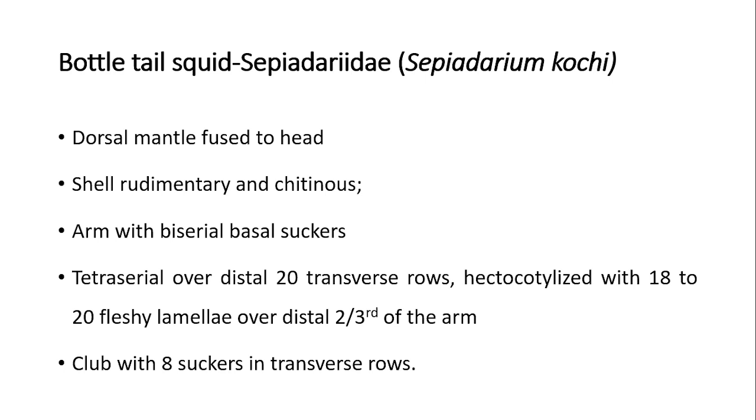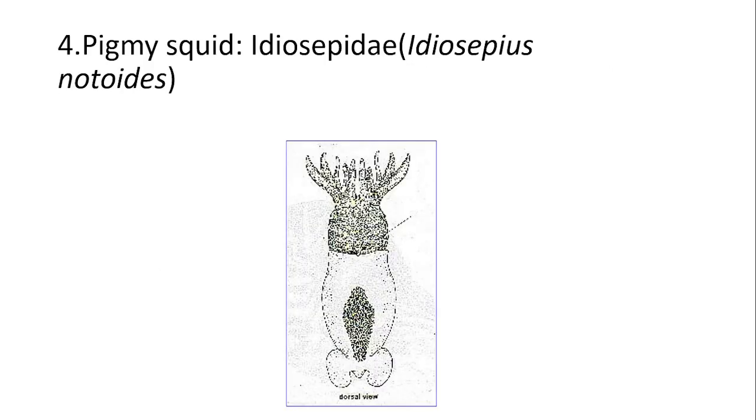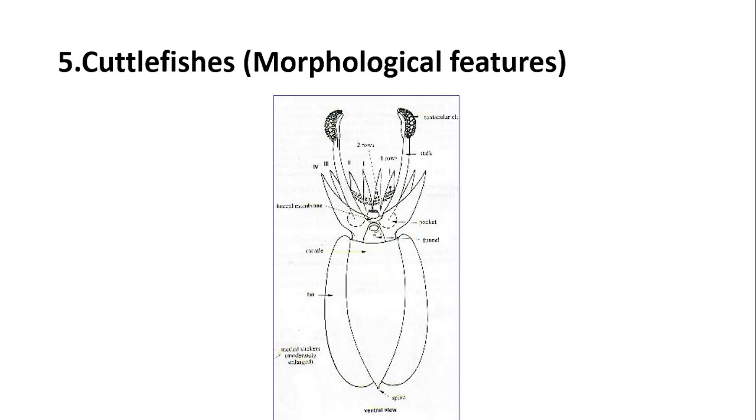It includes these taxonomic key characteristics for Cephalopods kochi. Dorsal mantle length, fused head, shell rudimentary and chitinous, and arms with biserial and basal suckers, tetraserial over distal 20 transverse rows, heterocotylized with 18 to 20 flush lamellae over distal 2 to 3 of the arms. The club with 8 suckers in a transverse row. The fourth image is, as we know, the Idiosepidae, Idiosepius species and the Idiosepius nautilatus.